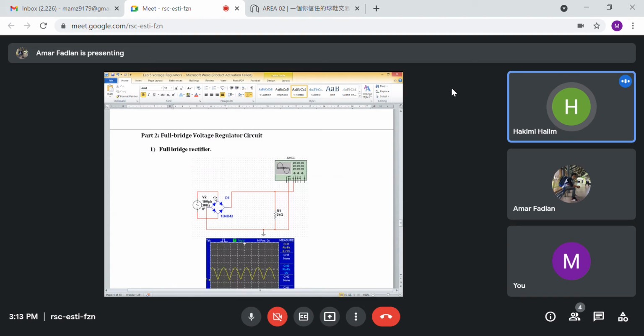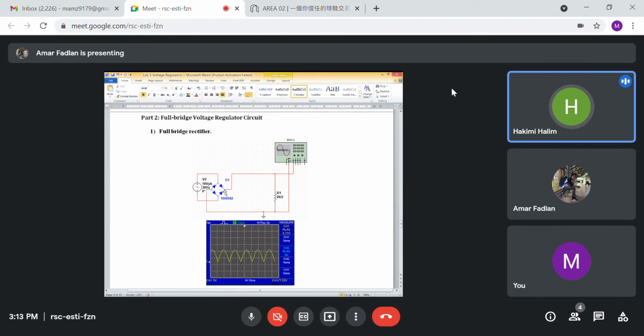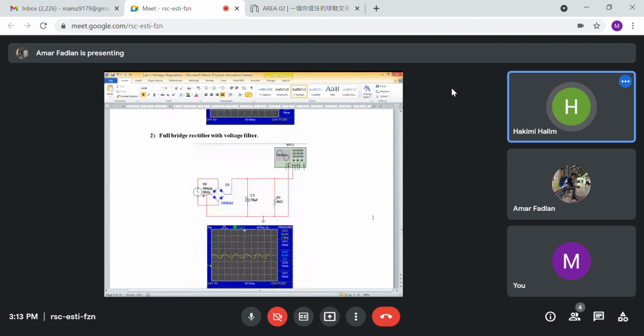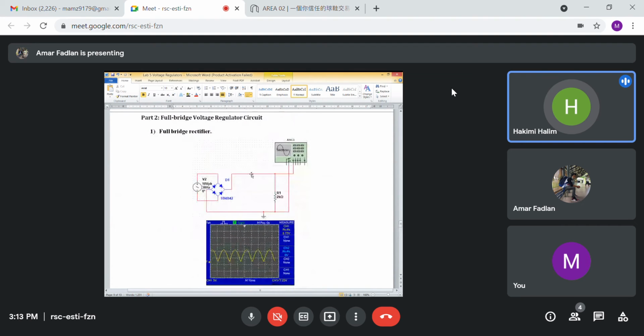My name is Muhammad Akib bin Halim. I will explain about part 2, which is the full bridge voltage regulator circuit. For part 2, we have 4 circuits in total. The first circuit shows us the circuit with a full bridge rectifier.